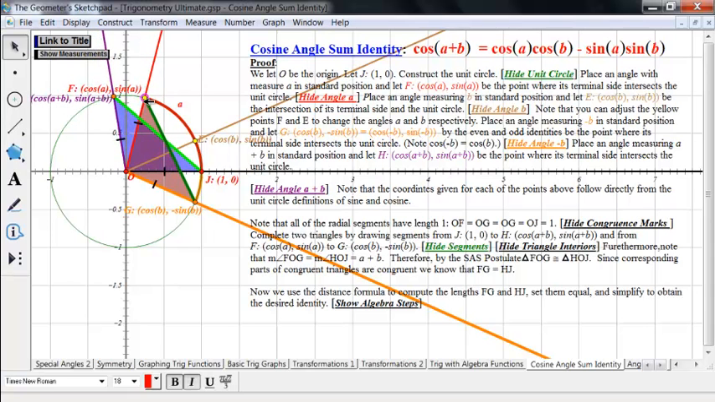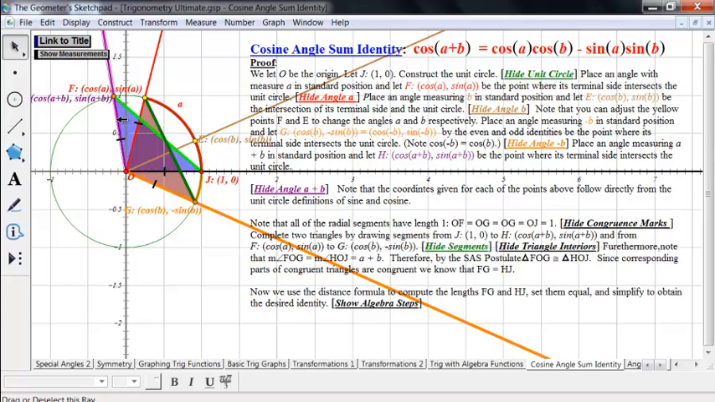Now, I am going to claim that these two triangles are congruent. How can we prove that they're congruent? Well, we already have two pairs of corresponding sides.